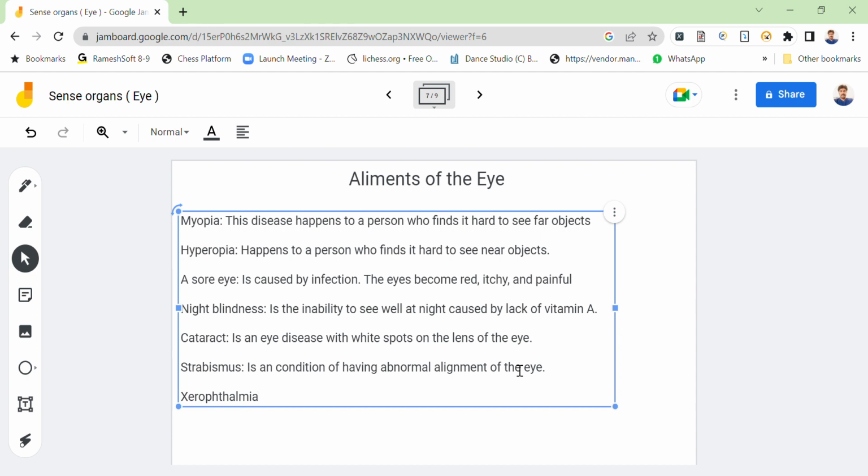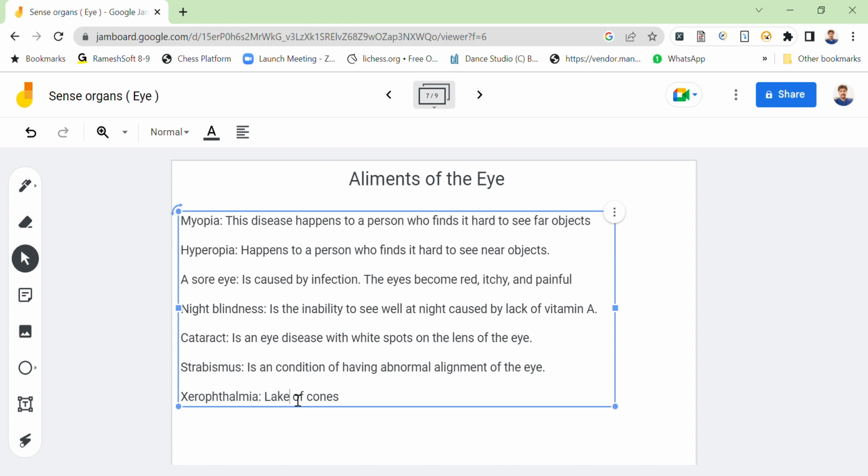Now I'll tell you about giraffophthalmia. Is this disease caused by a lack of cones, not rods? A lack of cones. If you want to know what cones and rods are, please check out part 1 of the eye. I'll post the link in the description below.